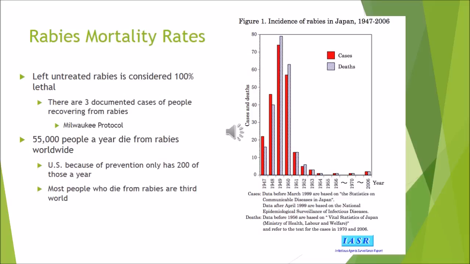There are 55,000 deaths a year from rabies worldwide. The US only has 200 of them because of all of the work in the prevention of rabies that they've done. Most people who die from rabies are from third world countries. In Japan, we can see in figure 1 that the mortality rate of rabies cases is nearly 100% death.